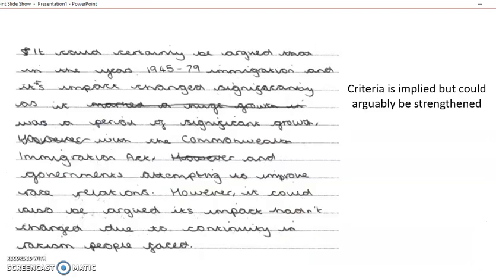Before we have a look at that though, let's just have a look at a real answer that was given by a student in the 2022 exams. And it could be strengthened, but they have identified a criteria. So it could certainly be argued that in the years 1945 to 79, immigration and its impact changed significantly. So good focus on the question.